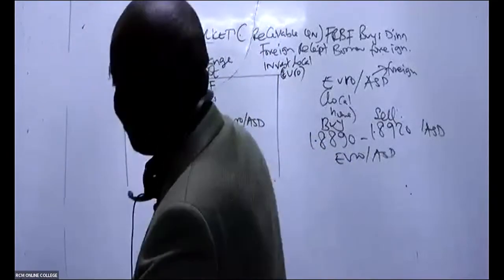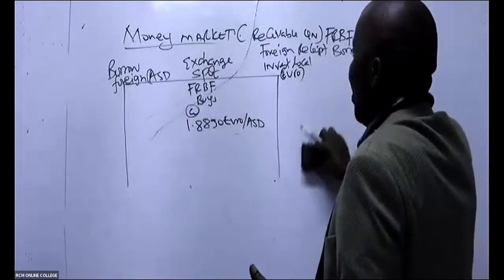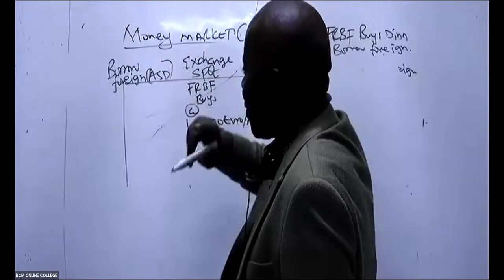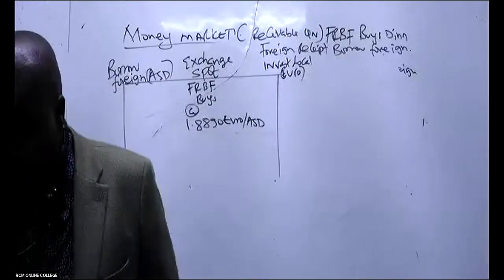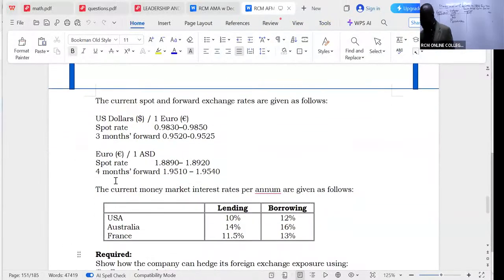Thank you very much. Now from there, let's get to work. Let's come to the interest rates. Interest rate of Australia, remember ASD is Australia. Please go to the money market interest rates, Australia. What is the interest rate given? Remember, in Australia we are borrowing, isn't it? So what is the borrowing rate in Australia? 16, which is 0.16, isn't it?